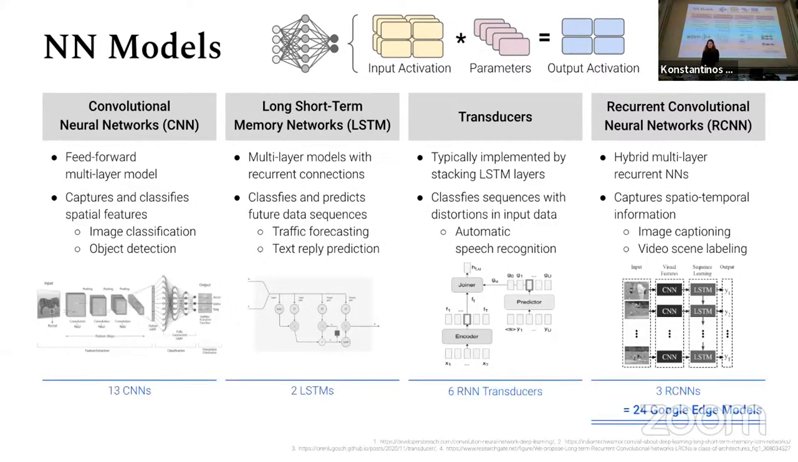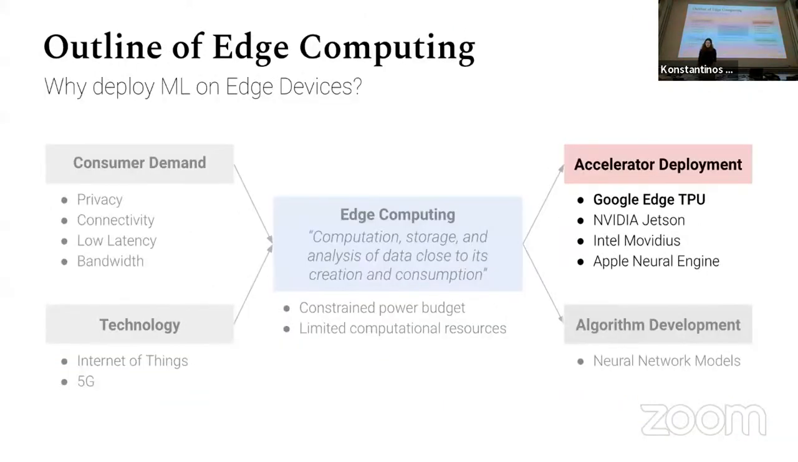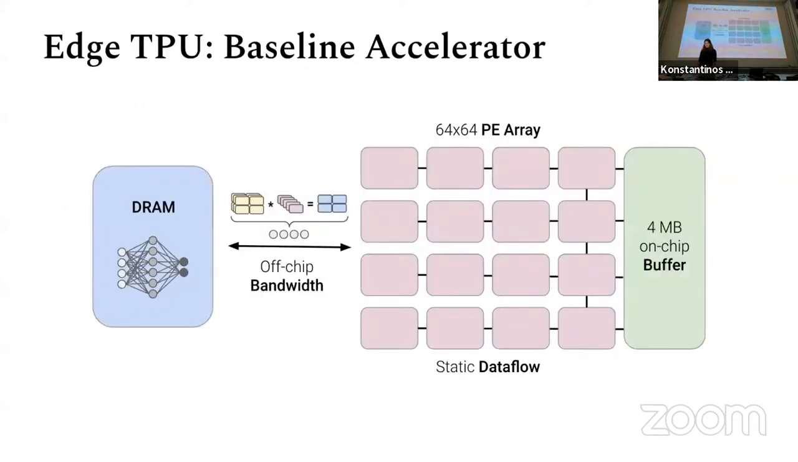And the paper chooses 24 of these, and particularly 13 CNNs, 2 LSTMs, 6 transducers, and 3 RCNNs to analyze them in more detail, and also their inference performance on the Google TPU. So now that we've looked at the algorithm development, we'll look at the accelerator deployment, particularly which accelerator this paper uses to see the inference performance of these different models.